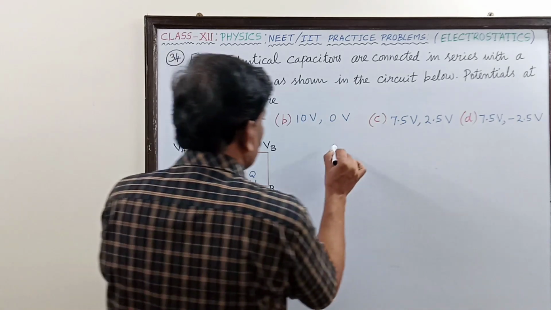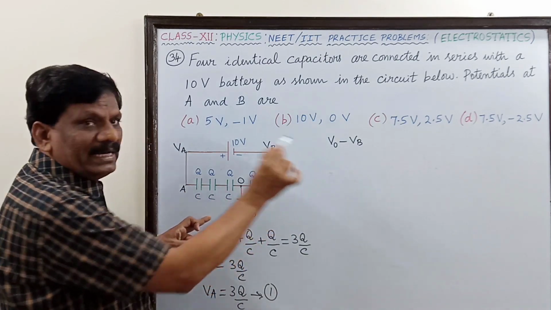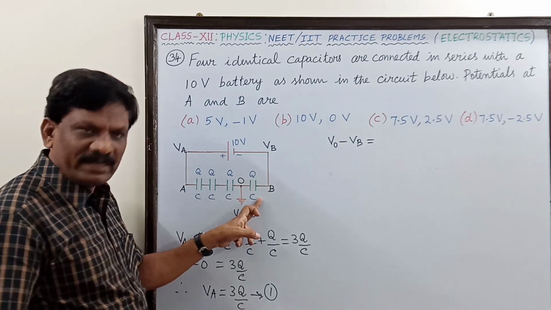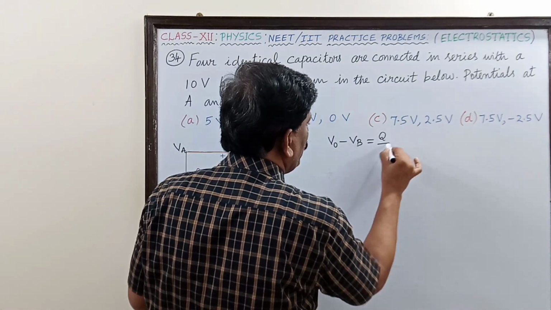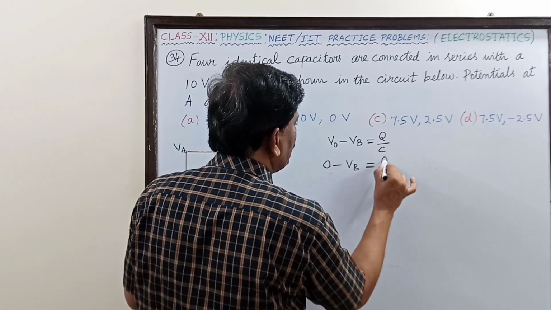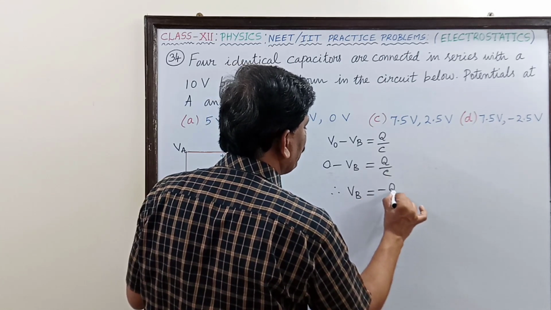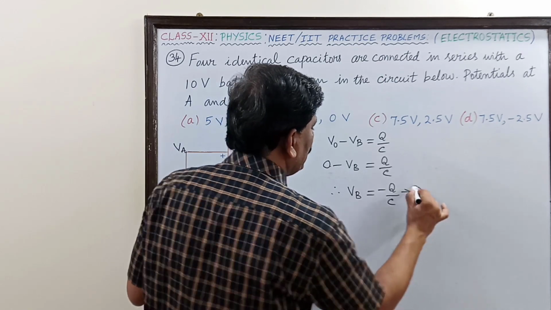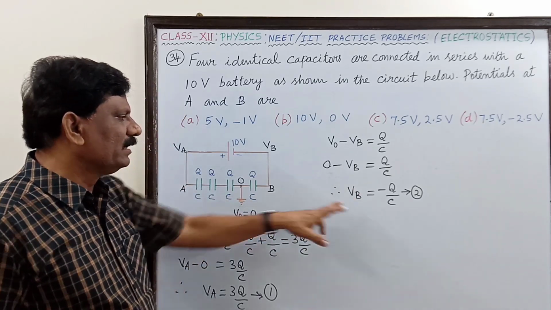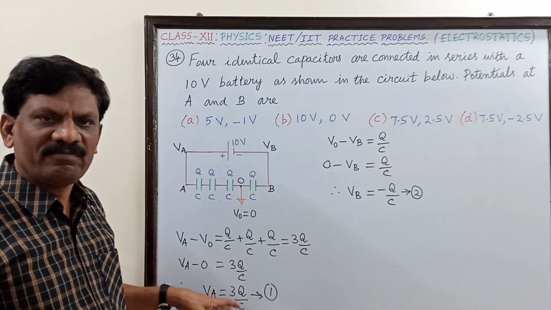Okay. Now similarly O and B, what is the potential difference? I will find out. So VO minus VB, and that is equal to Q by C, because there is only one capacitor. Therefore 0 minus VB is equal to Q by C. Therefore VB is equal to minus Q by C. This is our second equation. Are you understanding the second step also? So the potential at B is minus Q by C. Potential at A is plus 3Q by C. We have to find out that.